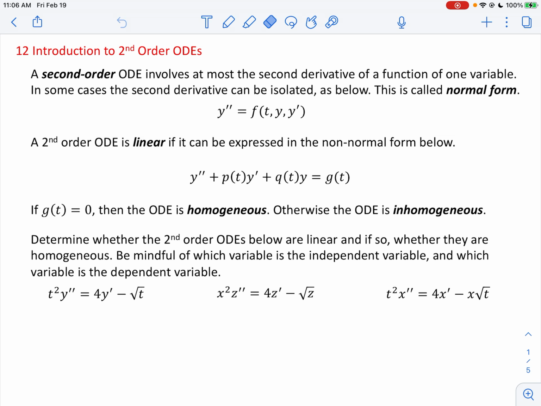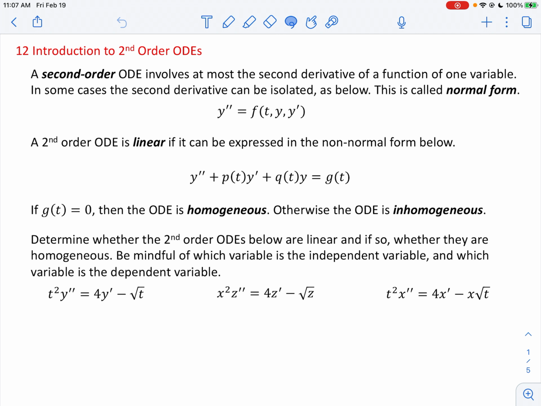Hello, math students. Topic 12 is Introduction to Second-Order ODEs, which are ordinary differential equations. A second-order ODE involves at most the second derivative of a function of one variable. In some cases, the second derivative can be isolated as below, which is called normal form. So you get the second derivative alone on one side, and on the other side should only be a function or expression involving the independent variable t, the dependent variable y, and then the first derivative of the dependent variable.